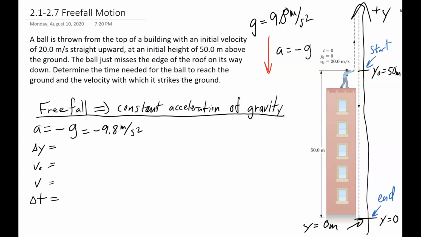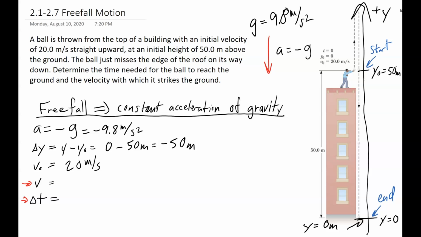And now we can calculate delta y. That's y final minus y initial. That's going to be 0 minus 50 meters, which gives us negative 50 meters. And notice that since the ball between the start and end points has gone down, the displacement is negative, it's in the negative direction, hence the minus 50 meters. Now for the initial velocity, we see that it's 20 meters per second, it's thrown up, so that's going to be a plus 20. And we don't know what the final velocity is or what the time interval is that it takes to reach the ground. We're trying to find these two things.